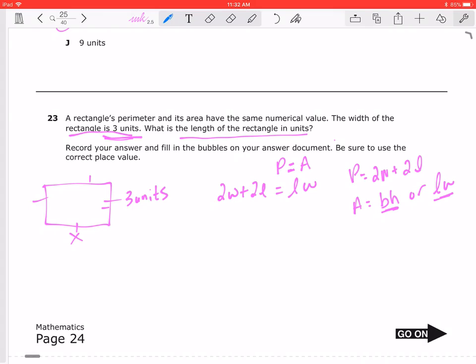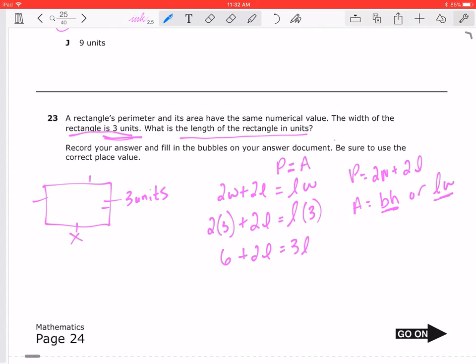Well, we don't know what the length is, but we know what the width is. The width is 3. So now I'm going to substitute in. So that's going to be 2 times 3 plus 2L, because we don't know what the L is. And then we have L, but now we know the width is 3. So now 2 times 3 gives us 6 plus 2L. Again, we don't know what the length is, but I'm going to pull my coefficient to the front, so that's going to give me 3L.